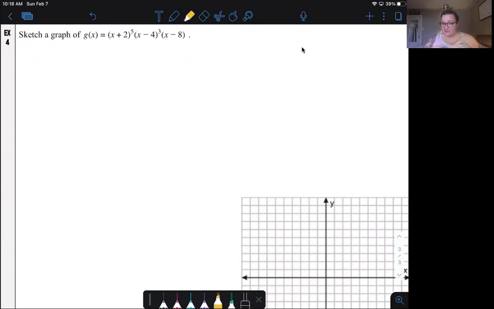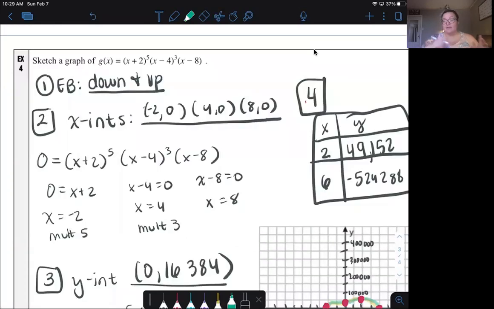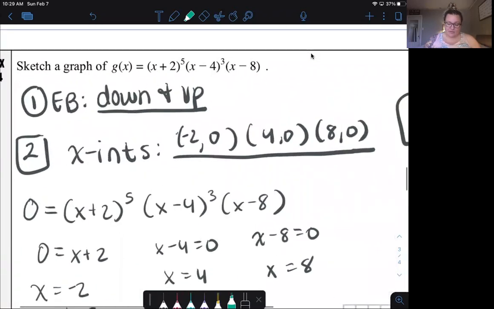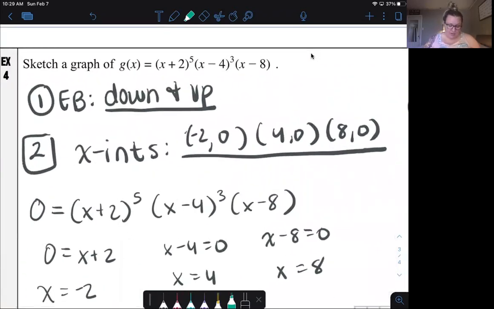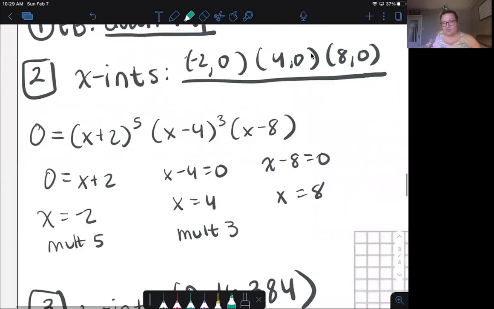So you're going to press pause and then press play and get this thing graphed and then compare your graph to mine when you're done. Good luck. All right, let me show you all of my work and then we'll look at the graph. So for end behavior, I figured out it would be down and up. Our x-intercepts are at (-2, 0), (4, 0), and (8, 0).